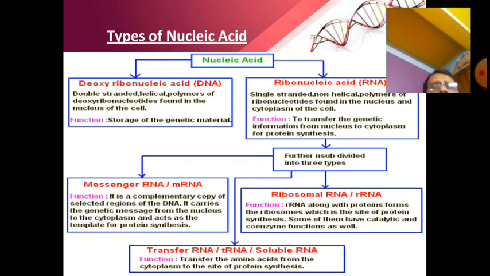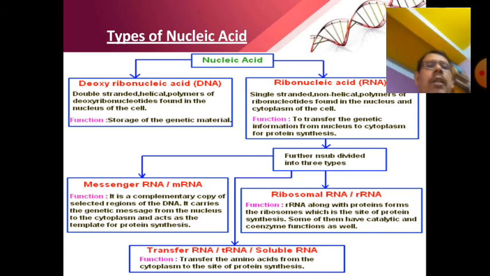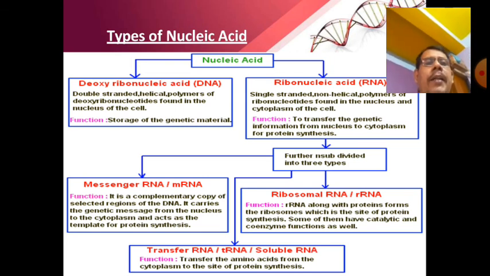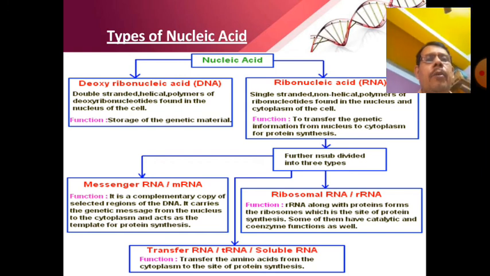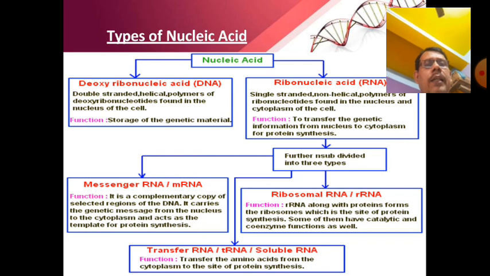One is the messenger RNA, which carries the message. That is why it is called mRNA. It is a complementary copy of a selected region of the DNA and carries the genetic message from the nucleus to the cytoplasm and acts as the template for protein synthesis. Ribosomal RNA is the factory house for protein synthesis, the site where protein is synthesized, and some also have catalytic and coenzyme functions. And tRNA transfers amino acids from the cytoplasm to the site of protein synthesis.